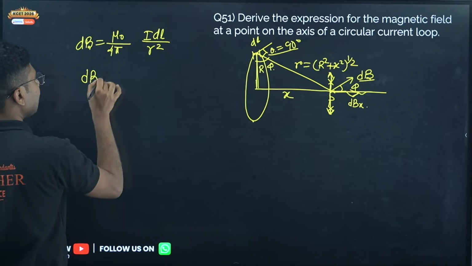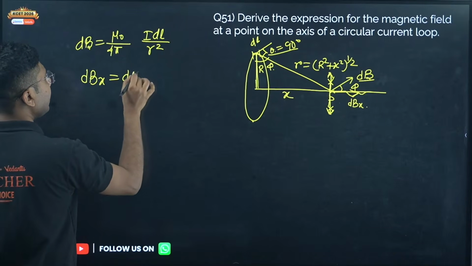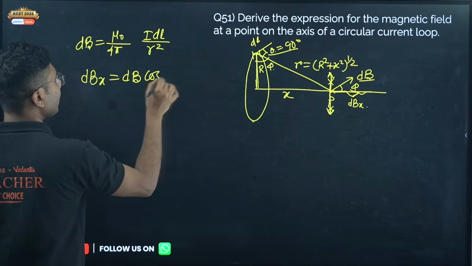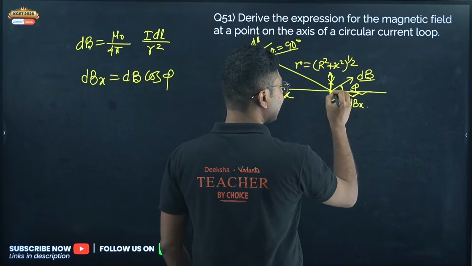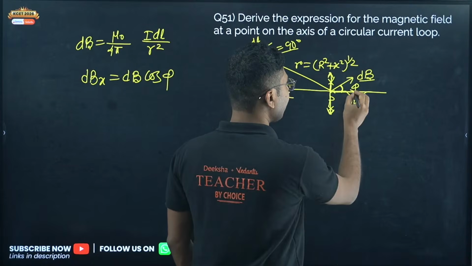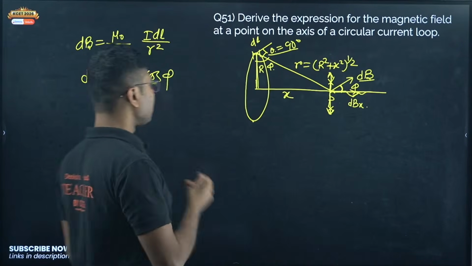So dBx equals dB cos phi, because this is the adjacent side, so this component will be the cos component.